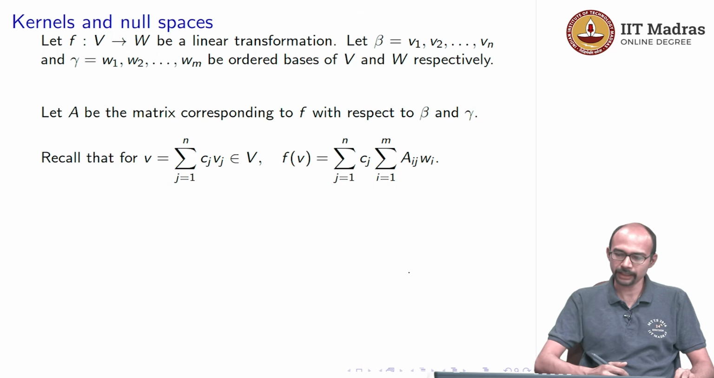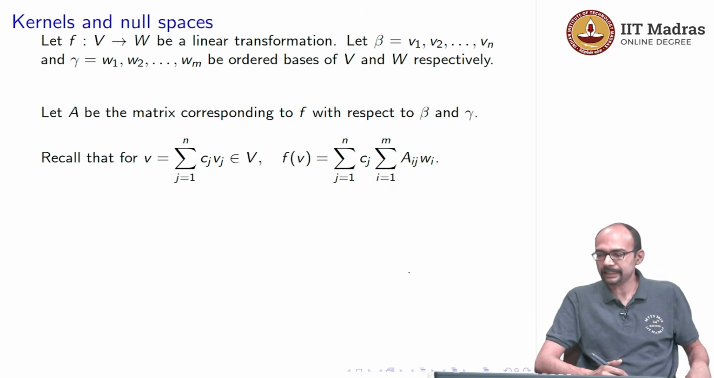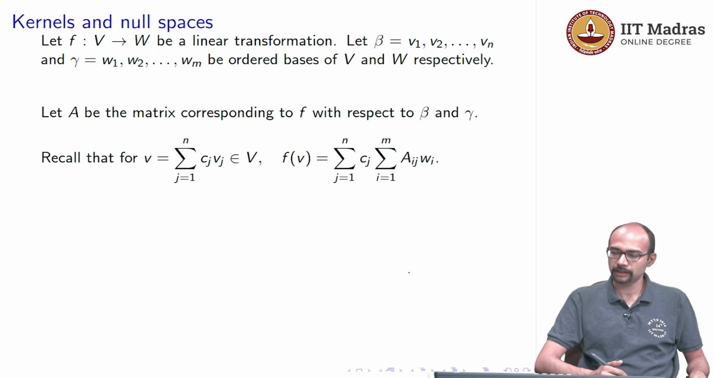So, just recall that for v in V, suppose v is summation cj vj, then f of v is equal to summation cj f of vj, by the linear transformation property, the axioms of being a linear transformation. And then f of vj can be further written as summation aij wi. So, f of vj is summation aij wi, right.